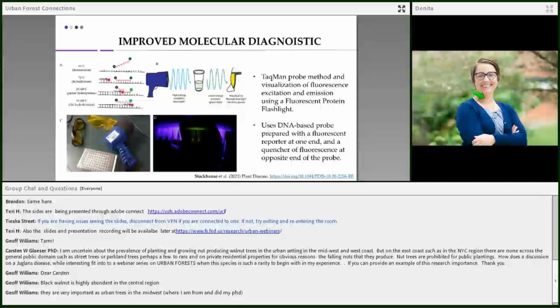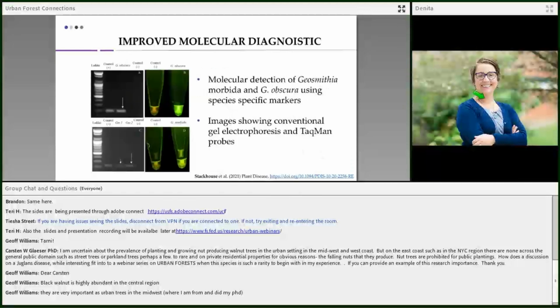So we wanted to utilize this molecular detection and improve our diagnostics. And we know that TaqMan probes work. The fluorescence and excitation is pretty successful. It's simplified. All we need is high energy blue light and the visualization with glasses that block the blue light. And this can be done in any lab without any very specialized equipment.